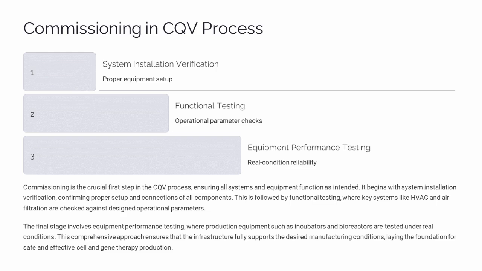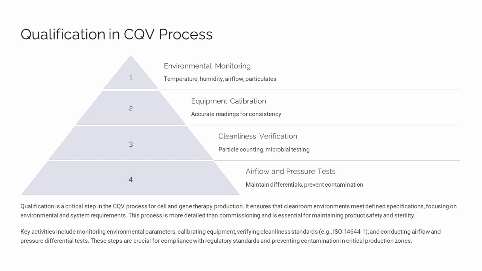The final stage involves equipment performance testing, where production equipment such as incubators and bioreactors are tested under real conditions. This comprehensive approach ensures that the infrastructure fully supports the desired manufacturing conditions, laying the foundation for safe and effective cell and gene therapy production.